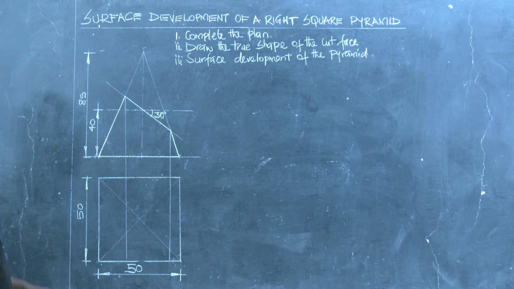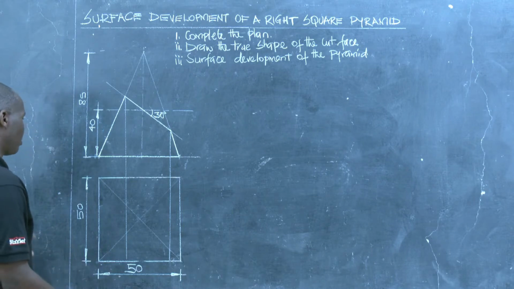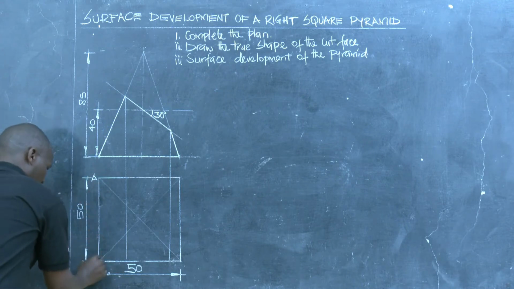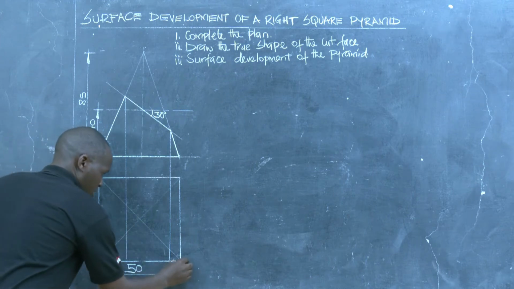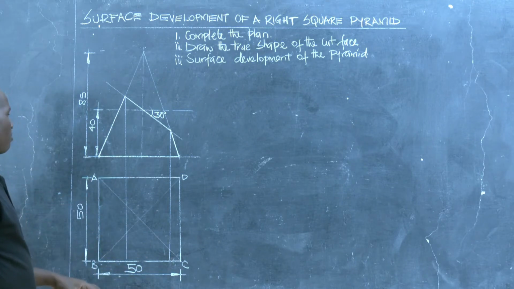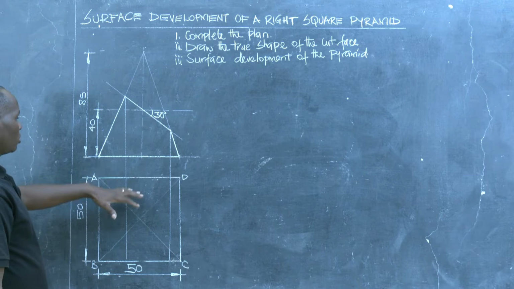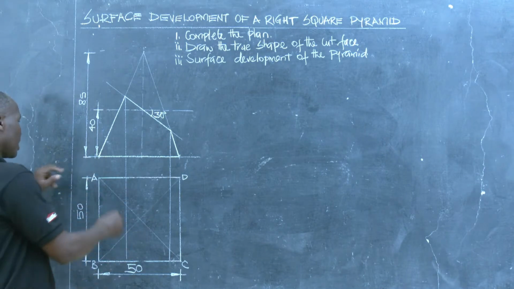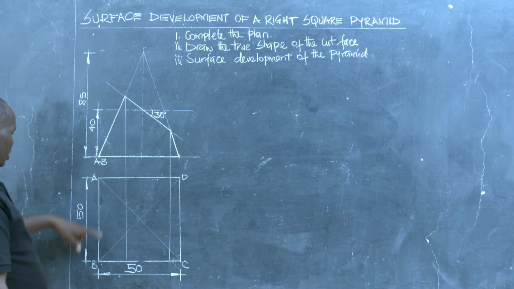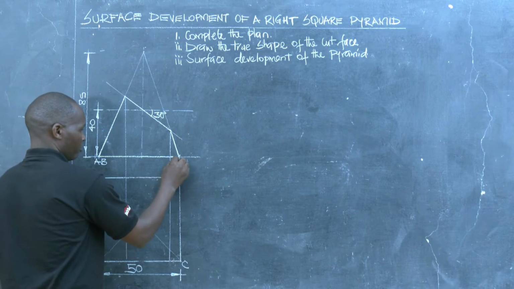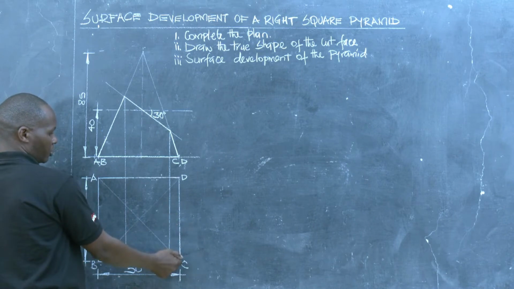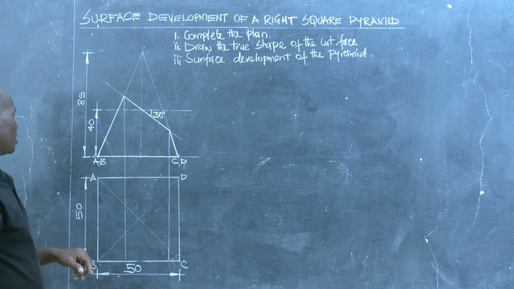And maybe for ease of following up, we can label our figure so that it is easy for us to follow up. So we have point A, B, C, D denoting the base. And of course, on the elevation of the pyramid, at this point we have point A, B, representing point A and B. And at this point we have point C and D, representing point C and D on the elevation.